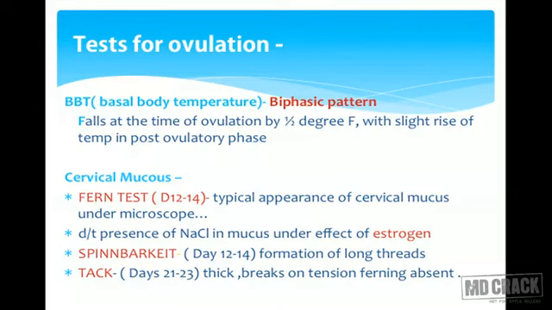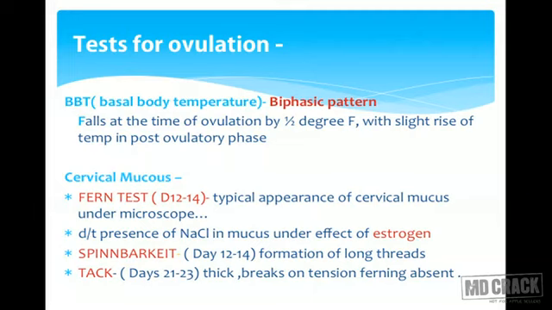Its stretchability is increased. So we call it as spinnbarkeit positive. If you see the cervical mucus under microscope, there would be ferning pattern, and this ferning is seen due to the influence of estrogen. There is presence of sodium chloride in the mucus, and that gives this fern appearance. These all signs are pre-ovulatory. Ferning is seen because of effect of estrogen. Spinnbarkeit is also because of estrogen, around 12 to 14 weeks.